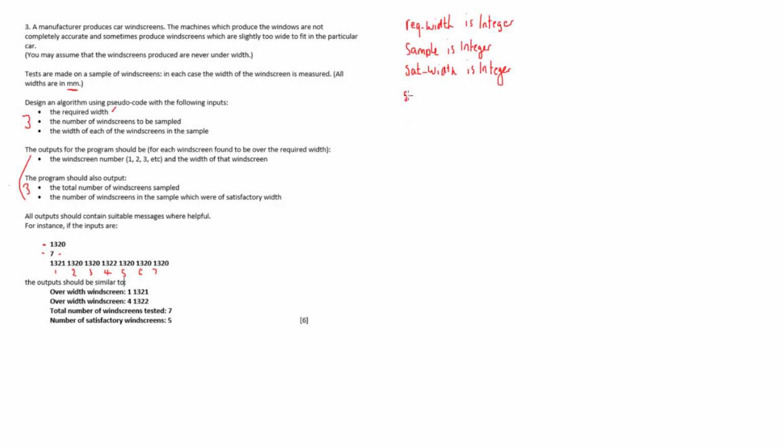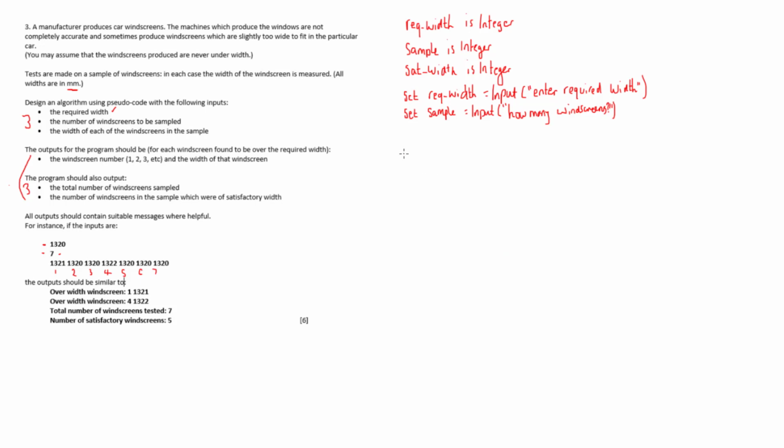So I can say set the required width to equal enter the required width. Then I will say set your sample to equal an input from the user, how many windscreens, and I think that's all I need to input at this time, because the next thing I'll do, I'll leave a bit of space there in case I need to initialize any more.